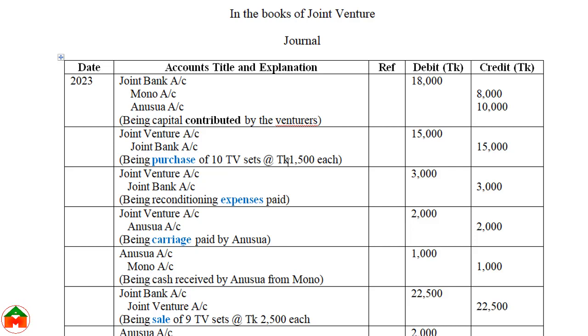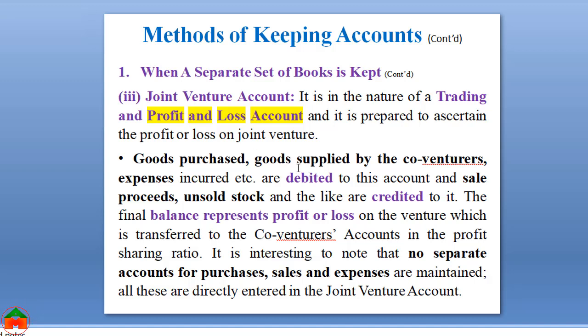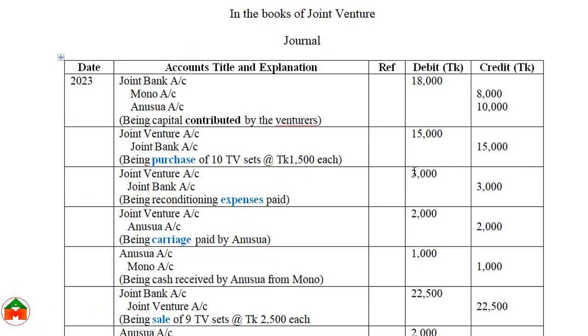Each television set is Taka 1,500 and 10 sets total 15,000. Along with this 15,000, there is a cost of 3,000 for reconditioning. From the initial discussion we have learned that all the expenses should be shown on the debit side of the joint venture account. For this 3,000 reconditioning expense, the journal is joint venture account debit 3,000, and since this amount is going to be paid from the bank, bank account credit 3,000.